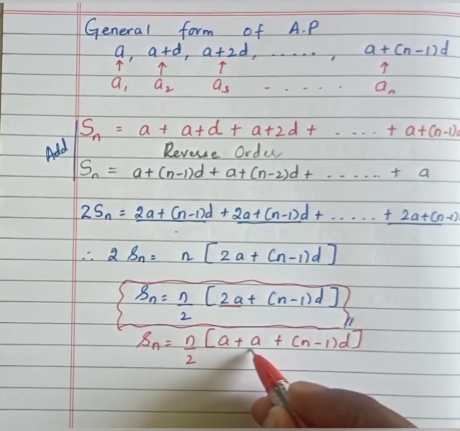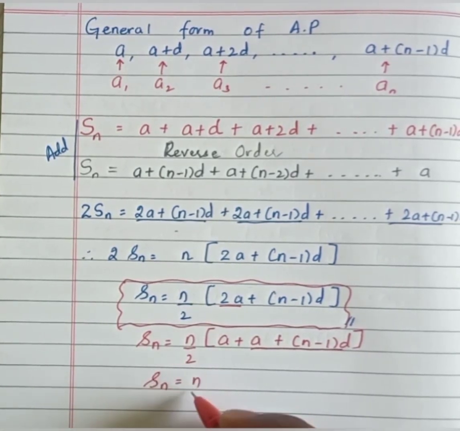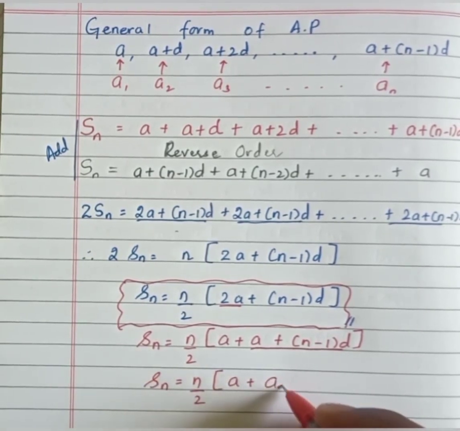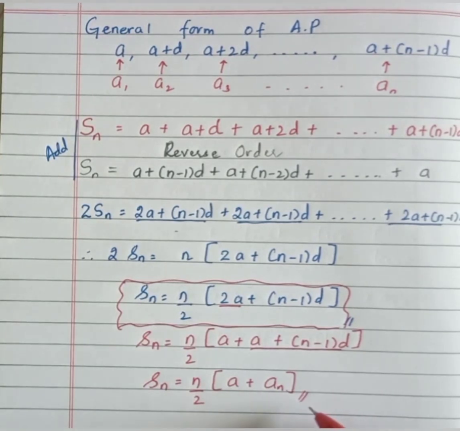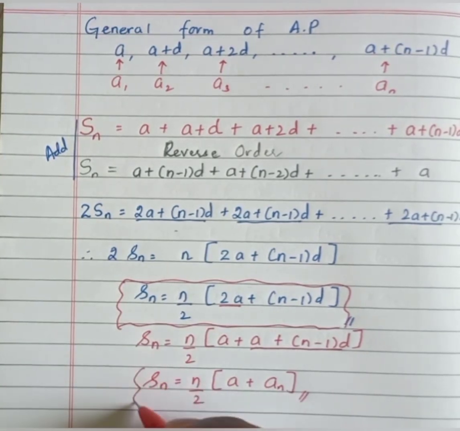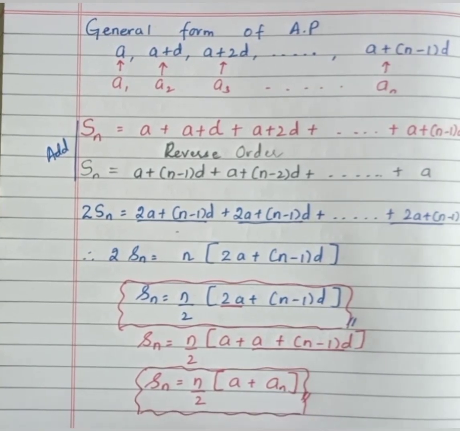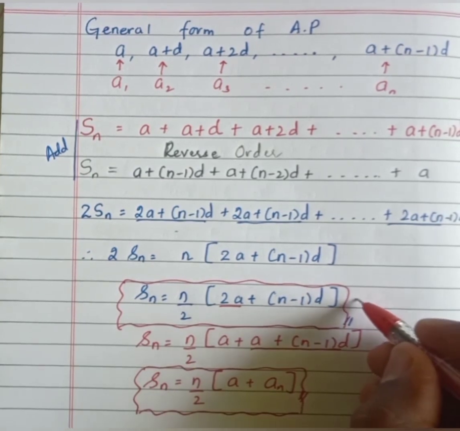I am splitting 2a as a plus a. Now a plus (n minus 1) into d can be written as the last term, the nth term. That is, I will replace a plus (n minus 1) into d as an. Now we have another formula, Sn equals n by 2 (a plus an). These are the two formulas used to find the sum of n terms of an AP.